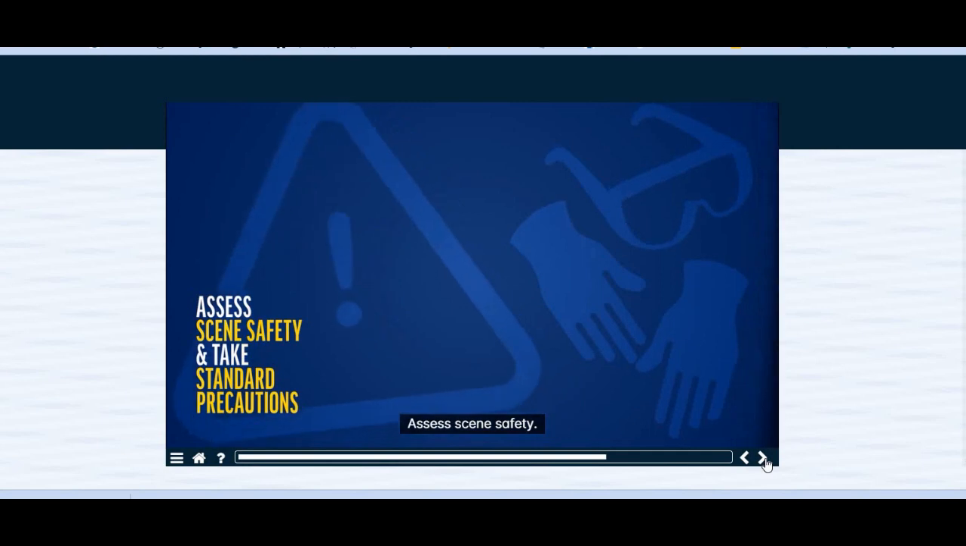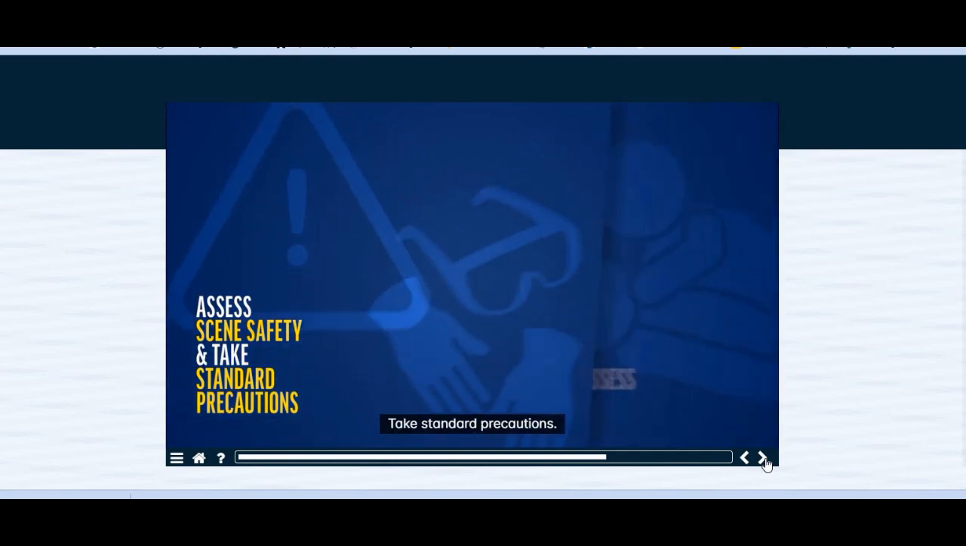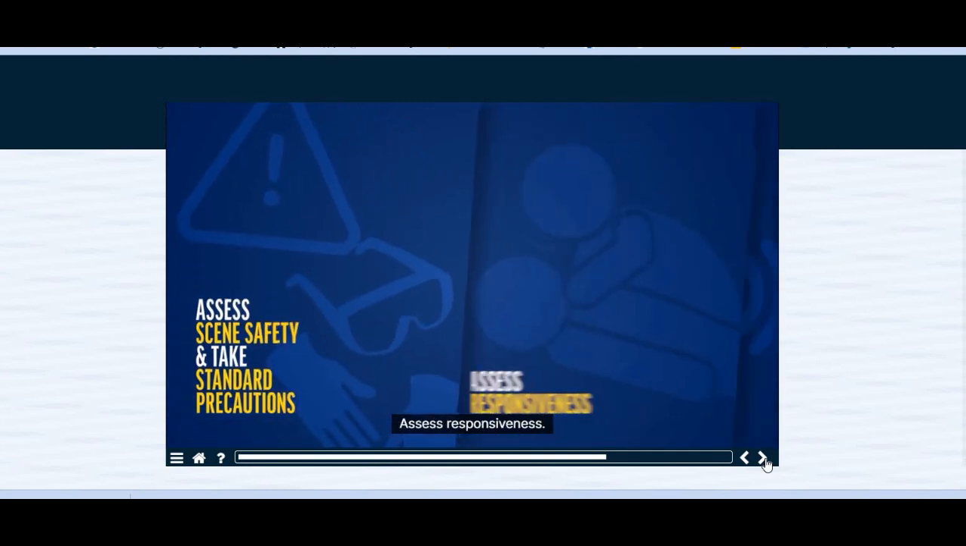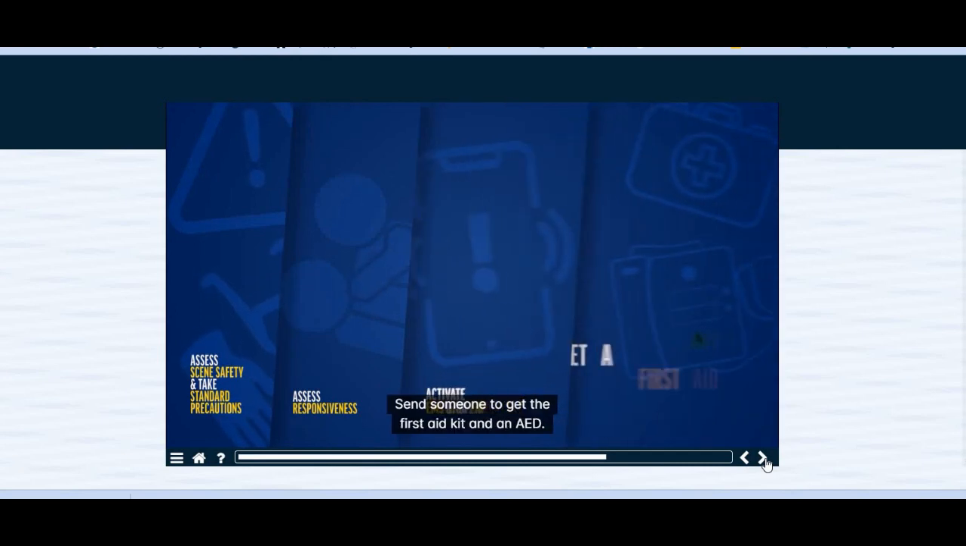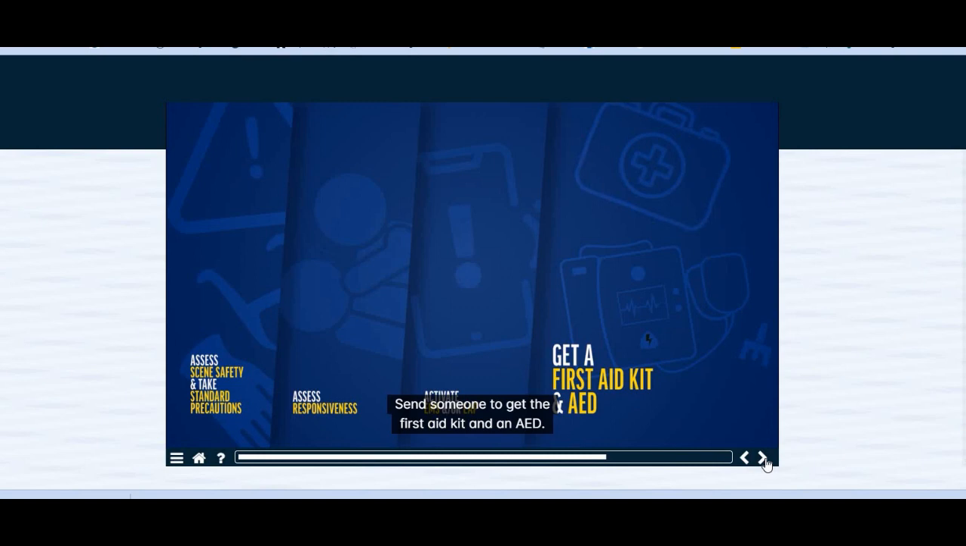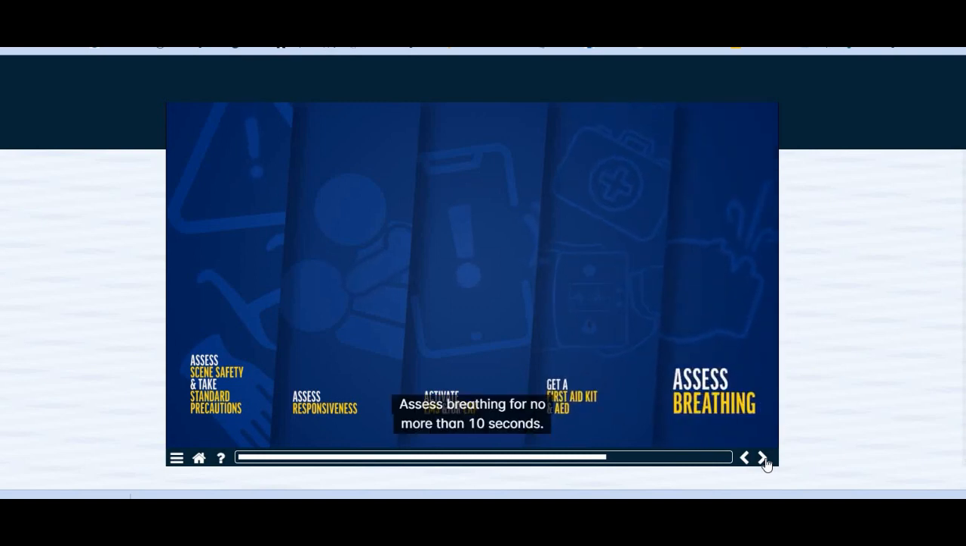Assess scene safety. Take standard precautions. Assess responsiveness. Activate EMS and/or your emergency action plan. Send someone to get the first aid kit and an AED. Assess breathing for no more than 10 seconds.